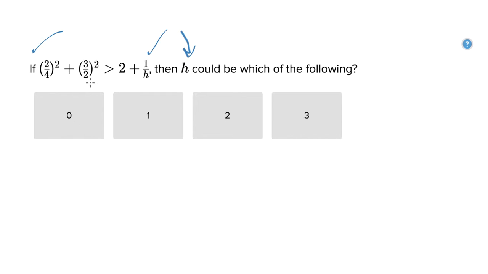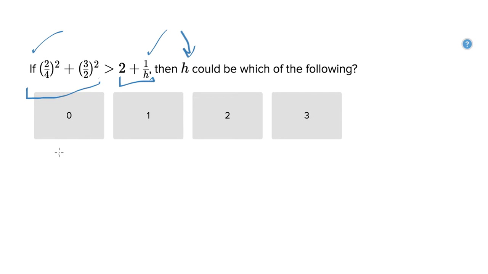So in order to do that, let's go ahead and figure out what the actual value of the left side of the equation is, and then we can check out what the value of the right side of the equation is and see for which of the following values provided. And the answer choice is 2 plus 1 over h is less than (2/4) squared plus (3/2) squared.